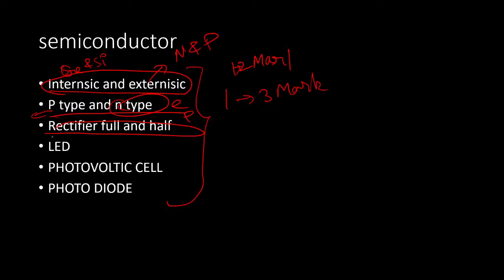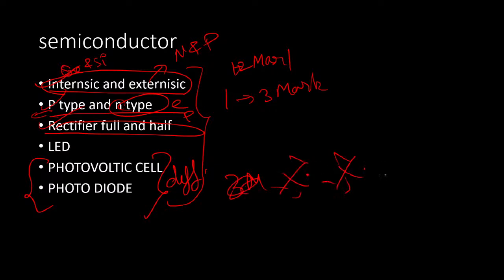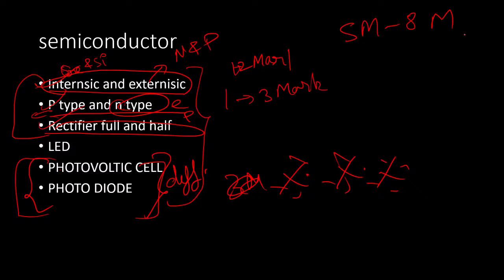Rectifier, full wave rectifier, half wave rectifier: this also we have chances. Photovoltaic cell and photodiode difference, you should definitely know. You can get one important question here. This comparison, or identifying, or graph, you can definitely get from here. Minimum 5 to 8 marks will be there from this chapter, and also one question from this area. If you focus on this now, you'll get good marks.